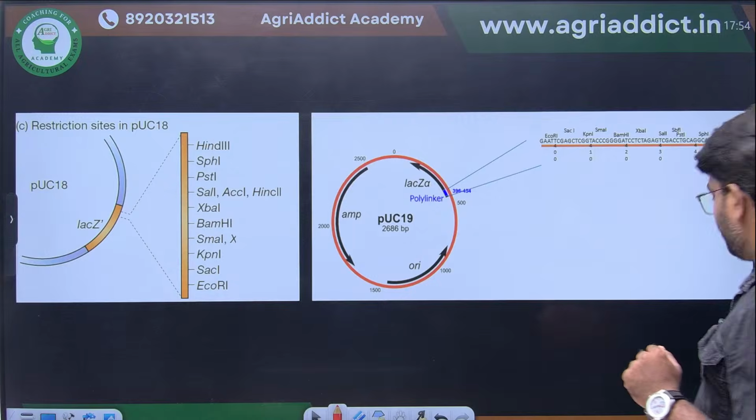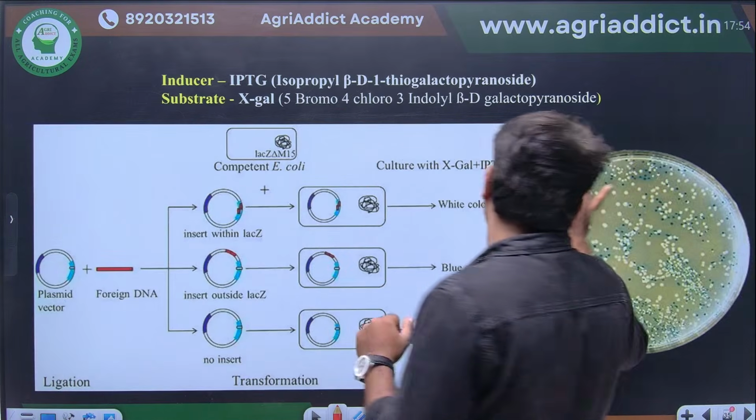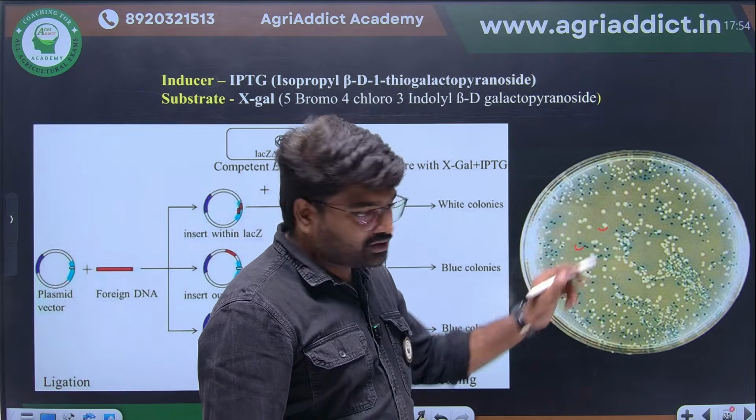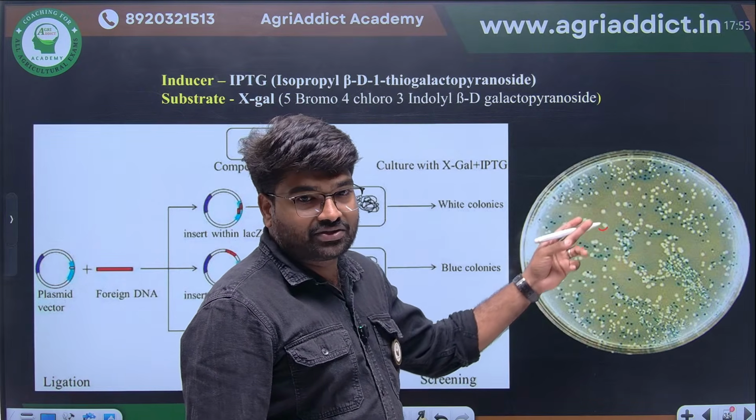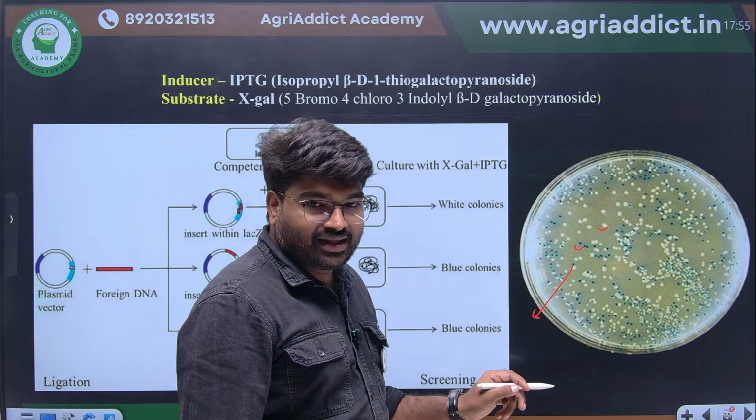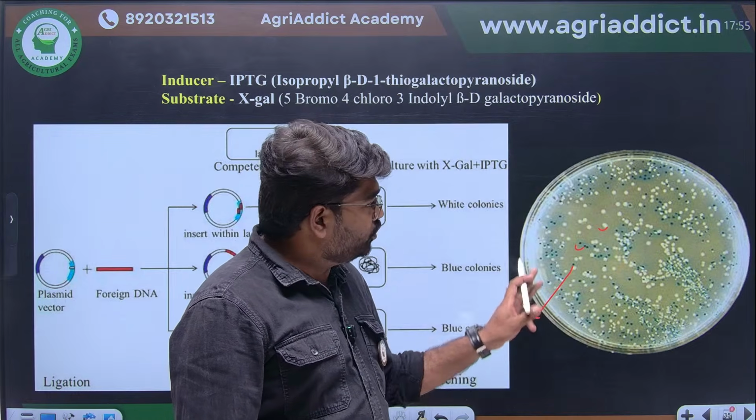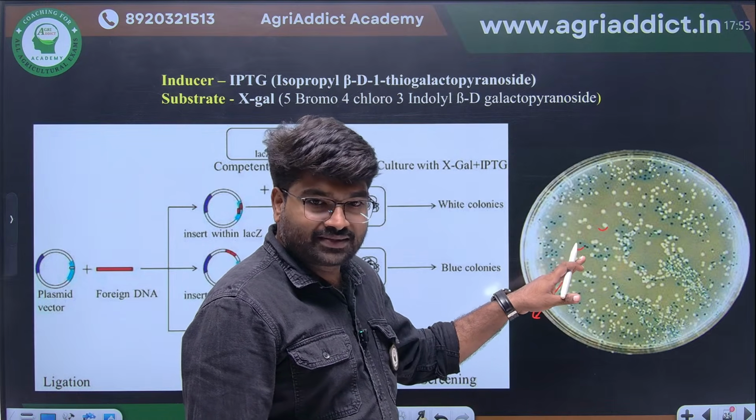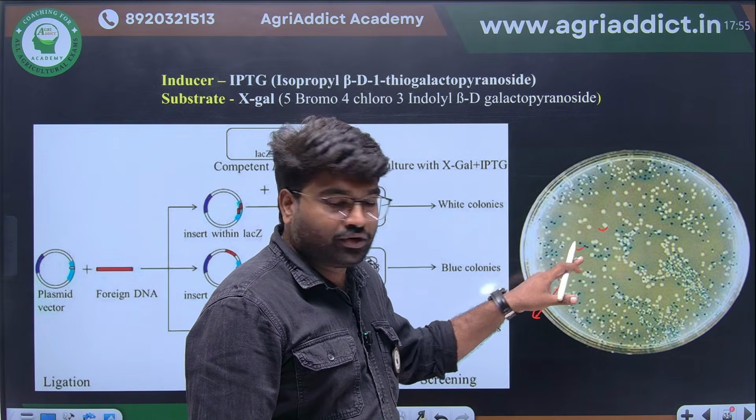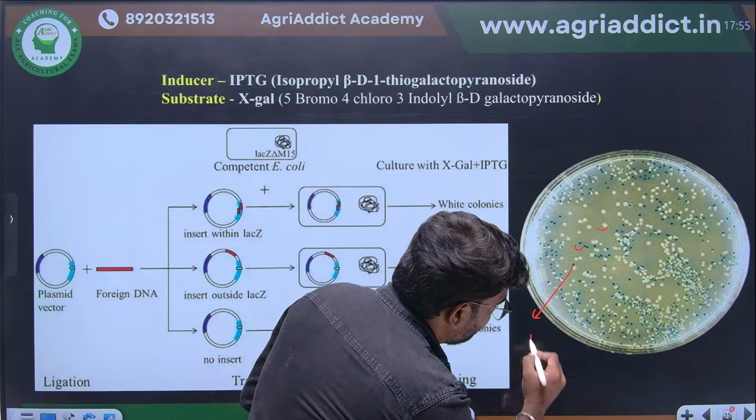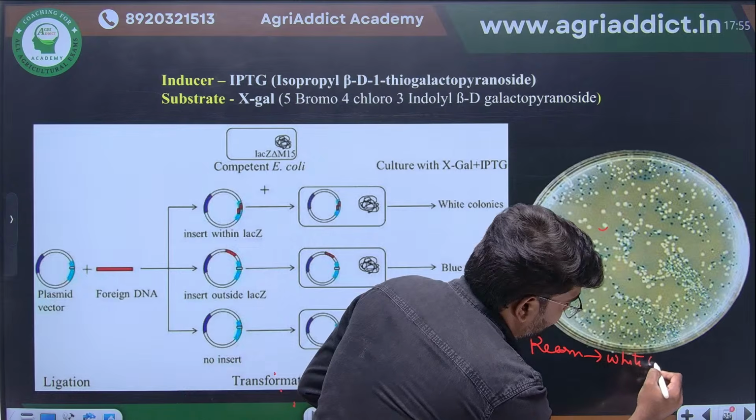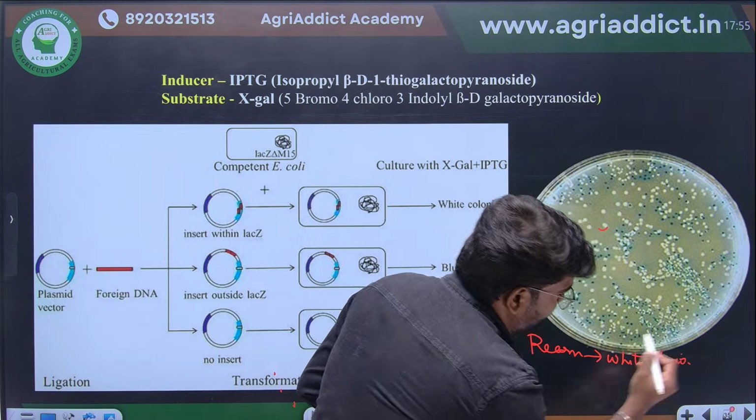If you see here, this is the colonies produced. Blue colonies are there and white colonies also are there. These white colonies are what? These are the recombinants. Due to insertion of the gene of interest, the lacZ function was disturbed. Because of that, it is producing white colonies. So, recombinants will be white colonies. Clear?